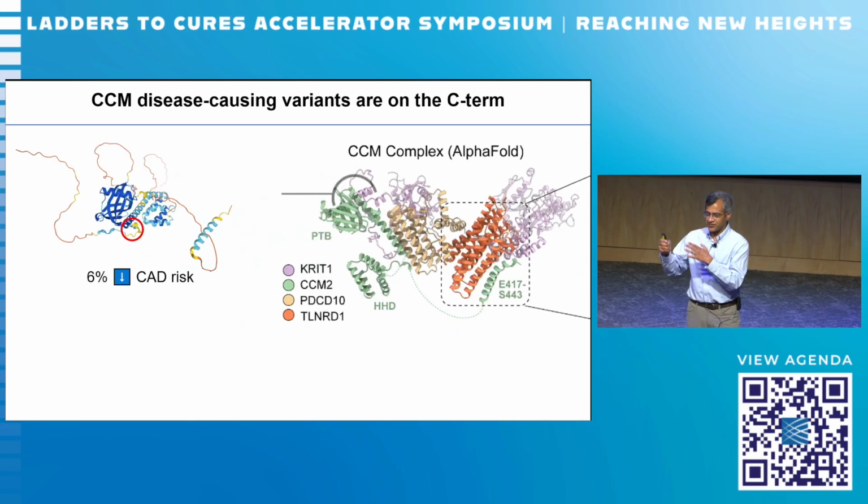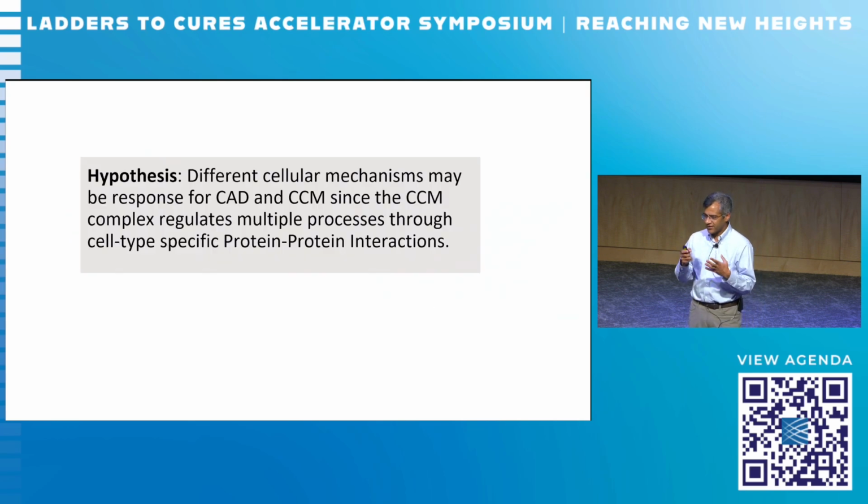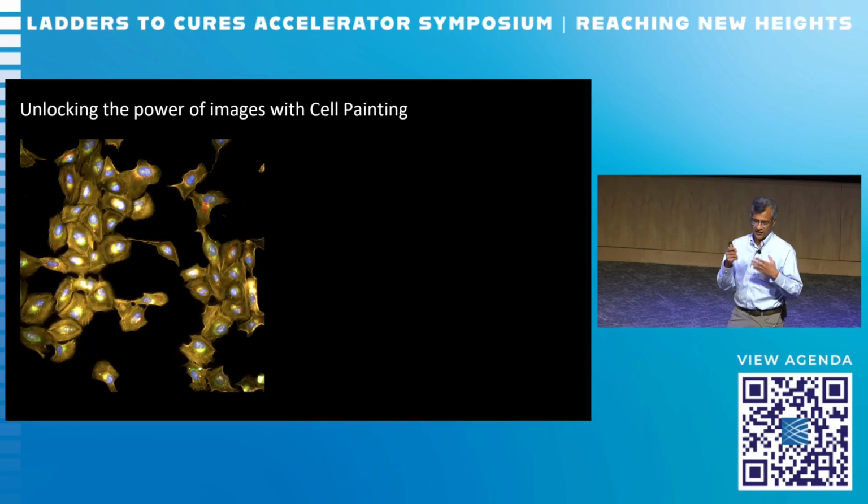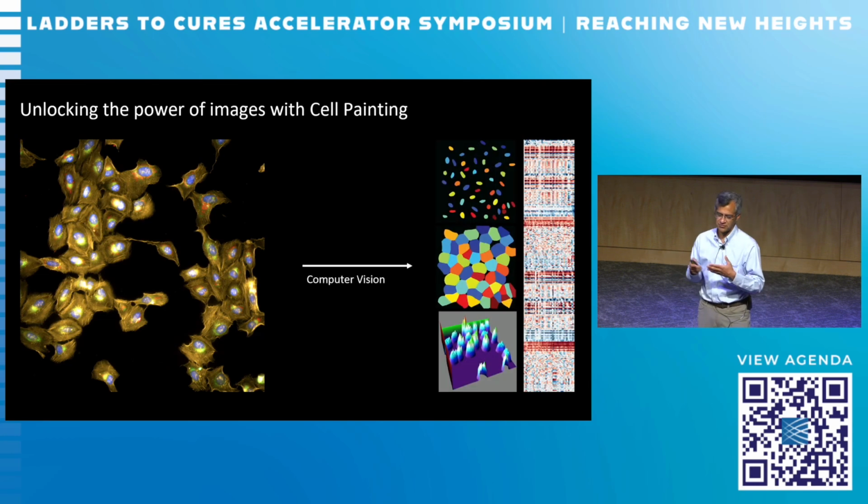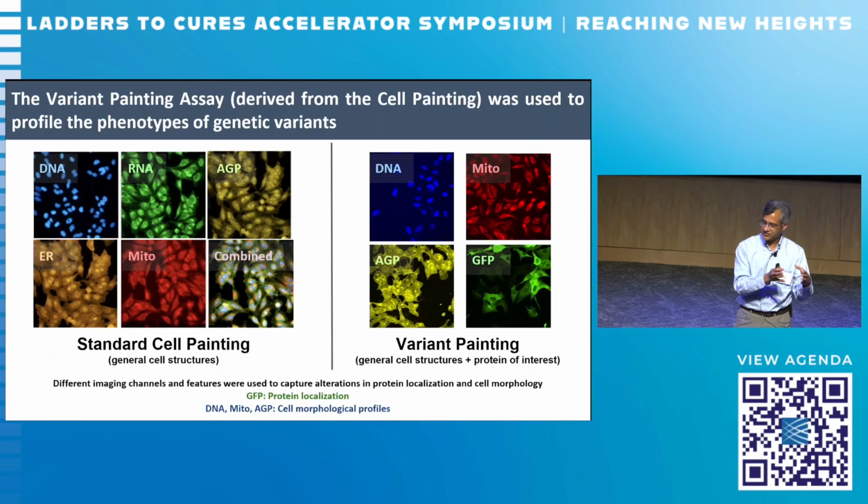One of the things that binds on that C-terminus end is a new protein that had never been linked to this complex. It's in orange here. It's called T1RD1. So our hypothesis was that different cellular mechanisms may be responsible for CAD or CCM. To unlock this, we use the cell painting or variant editing approach that JT Neal nicely introduced. They use machine learning of microscopy images to identify the effects of different mutations. They have standard cell painting and then variant cell painting, which you heard about earlier today.